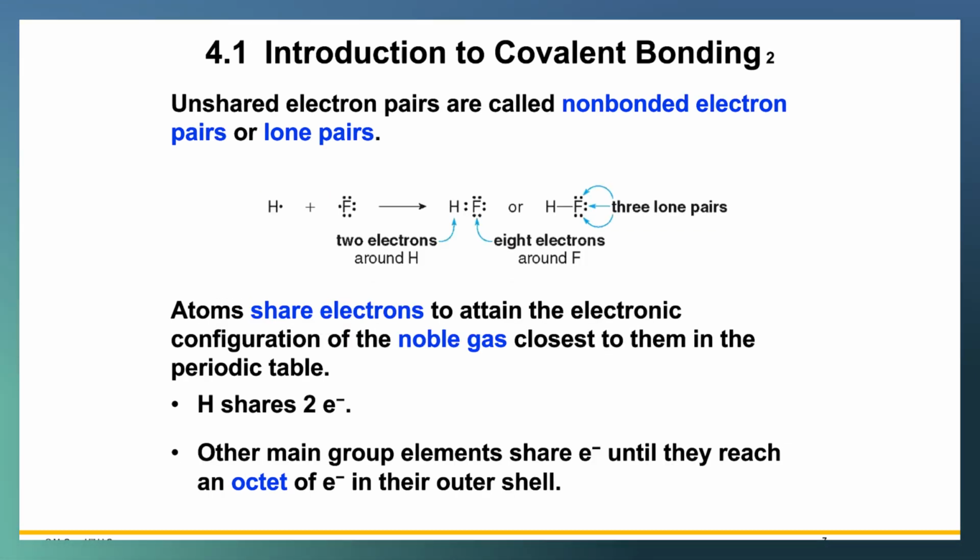We can also have unshared electron pairs. For our purposes, I usually refer to them as lone pairs of electrons. You can also call them non-bonded electron pairs. That's perfectly fine as well. But in this case, we have hydrogen with its one valence electron and fluorine with its 7.